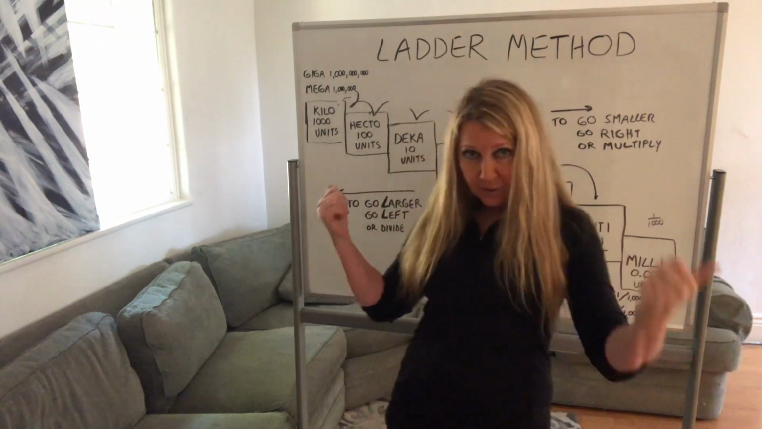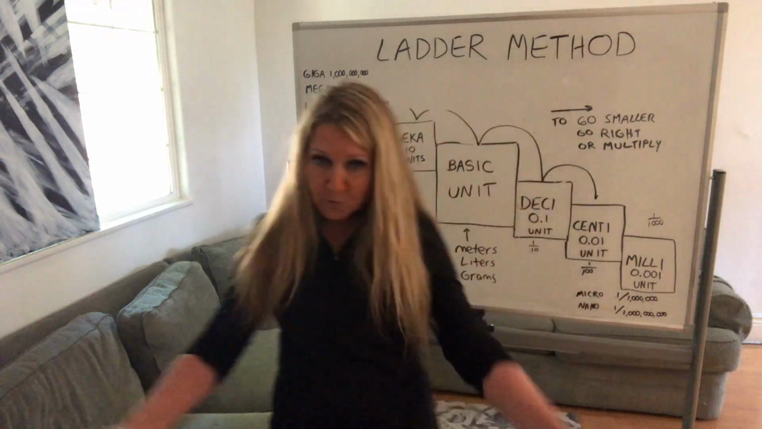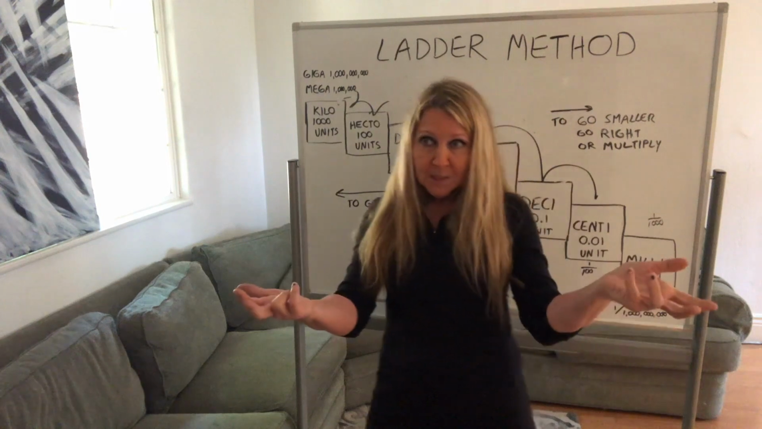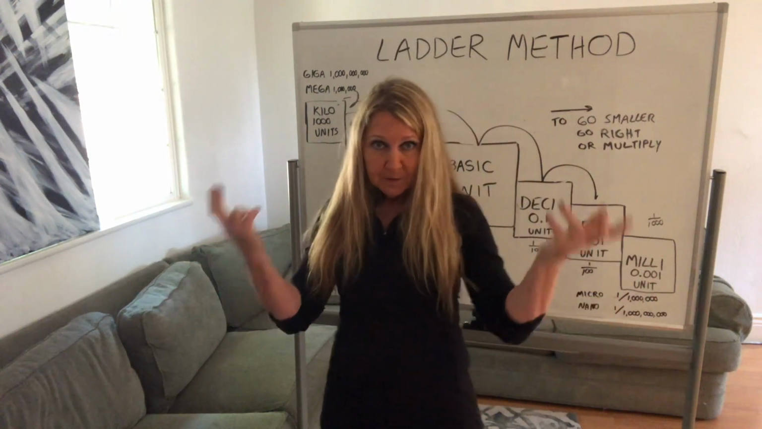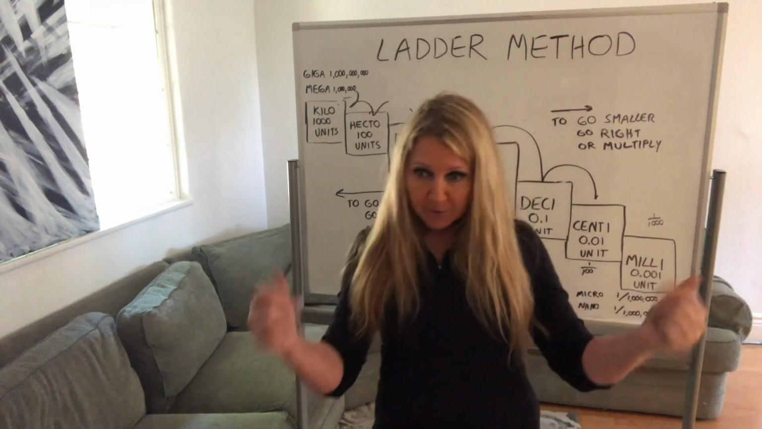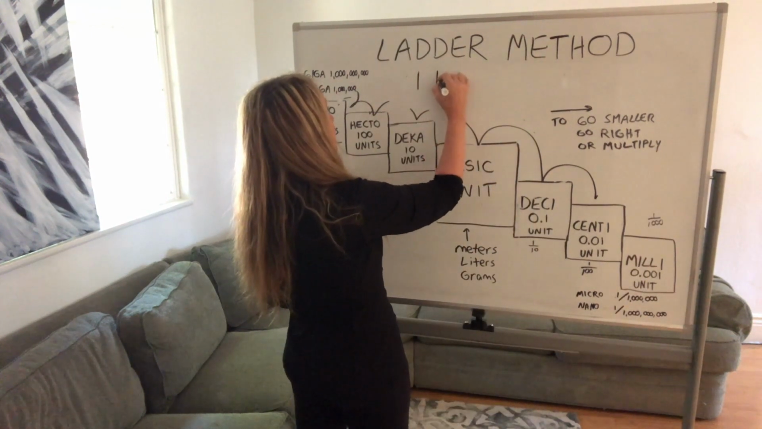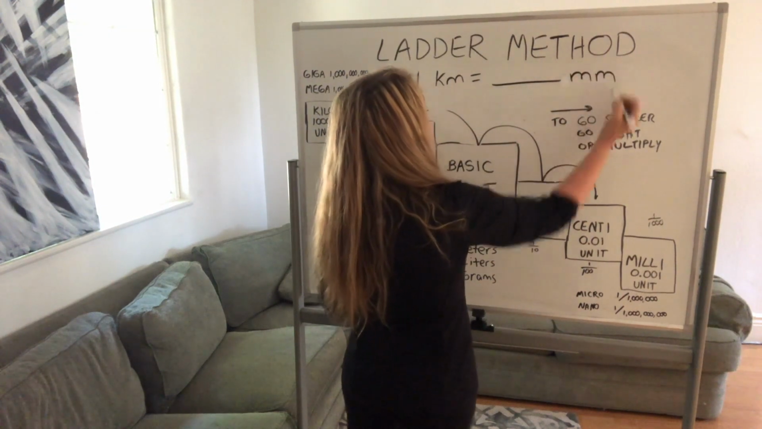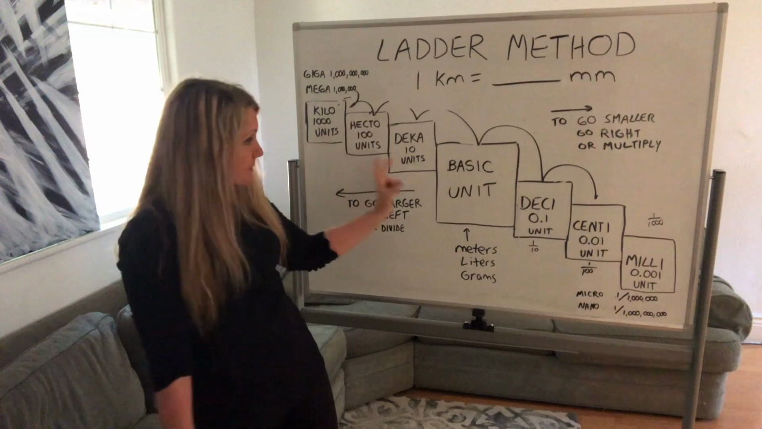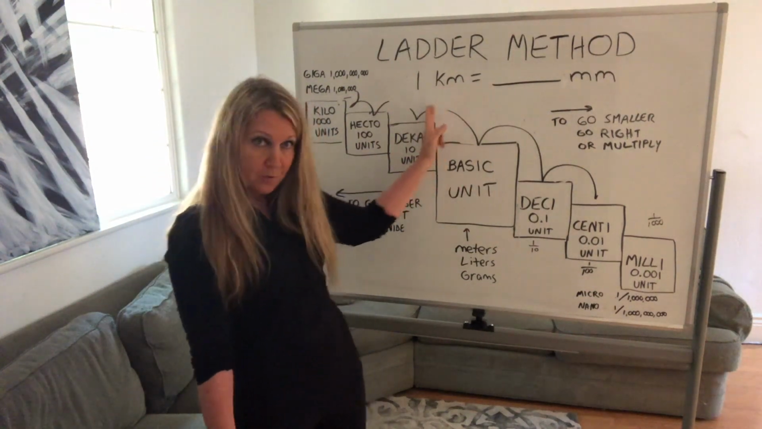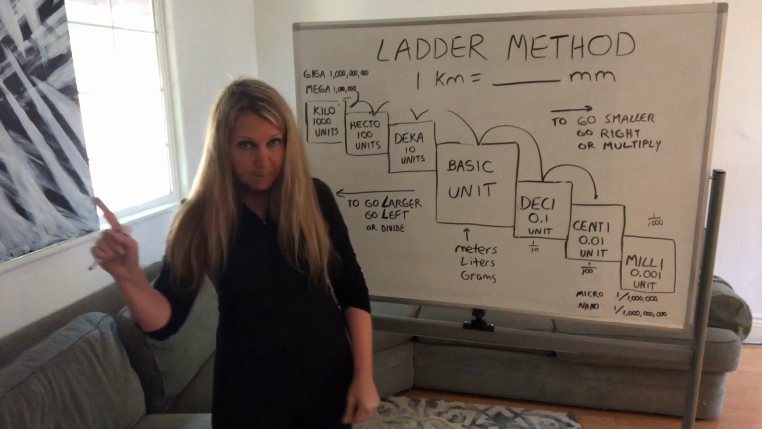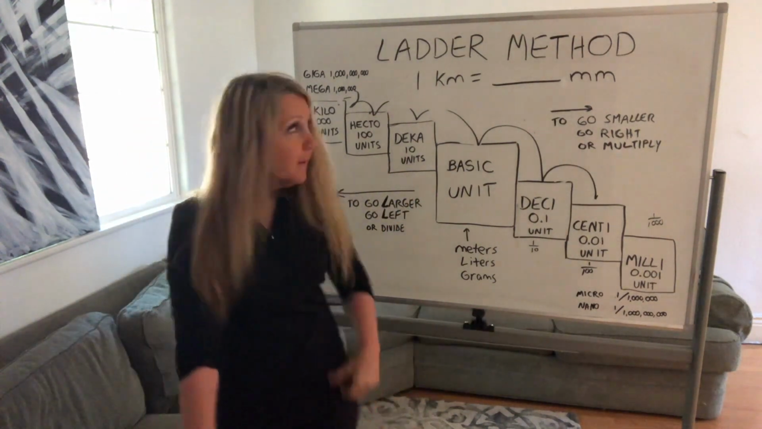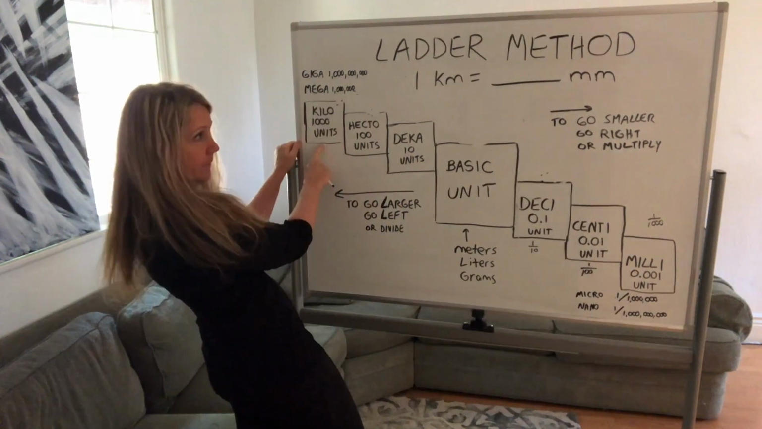If we look at the ladder method, the first thing we want to figure out is where we are starting from. So if I ask you how many millimeters are in a kilometer. Let's say I have 1 kilometer and I want to figure out how many millimeters that is. I first look at this ladder, figure out where I am. I'm starting with kilometers. So the first step in using the ladder method is to locate your starting point, your starting position, and in this case, it's over here.